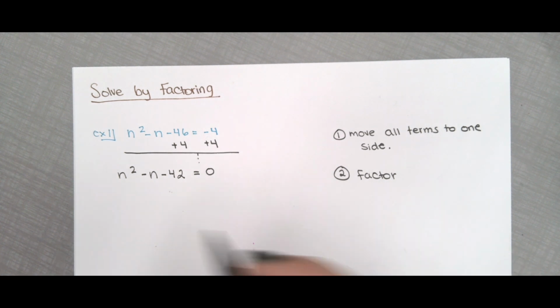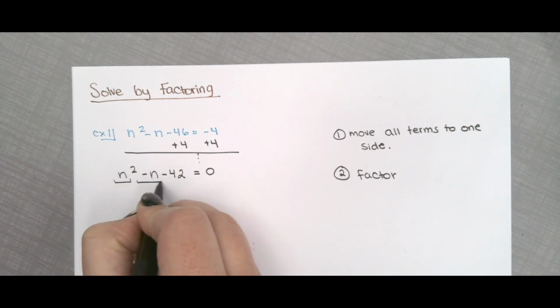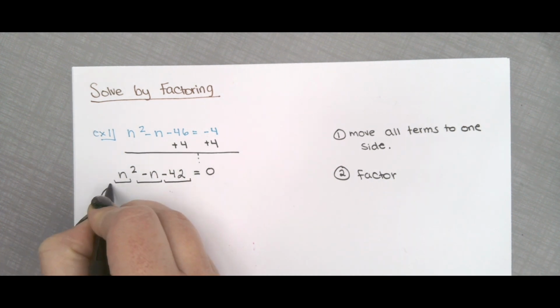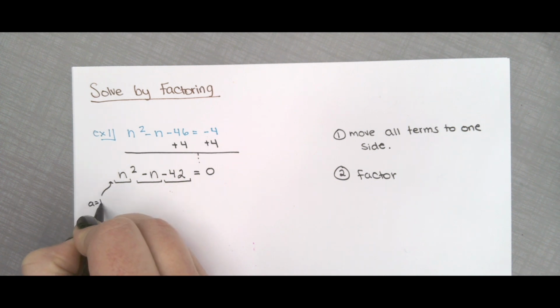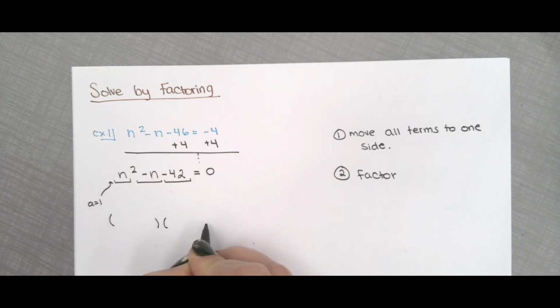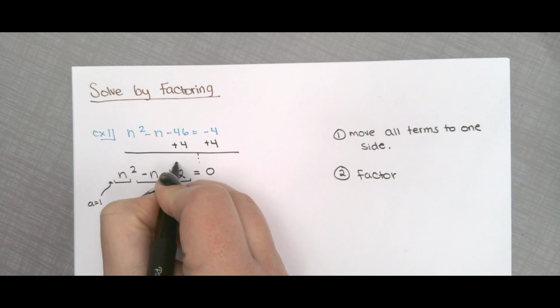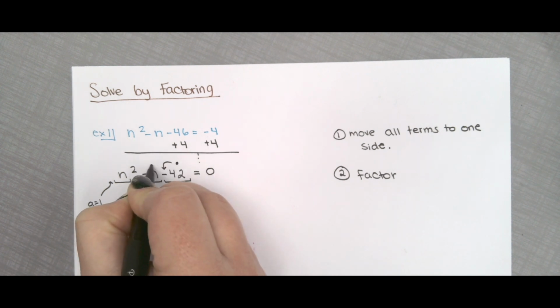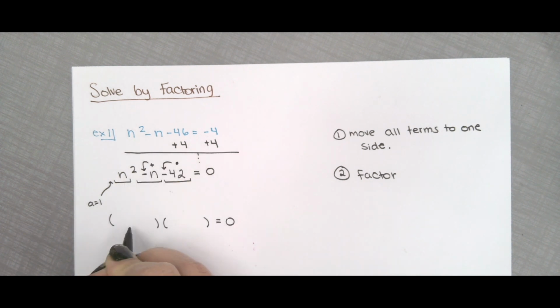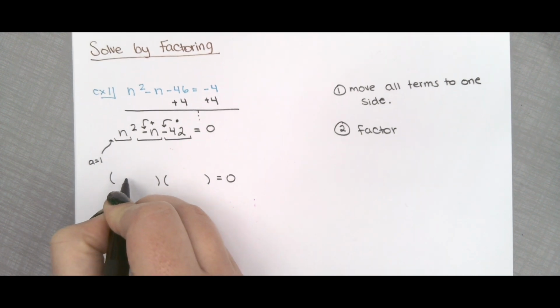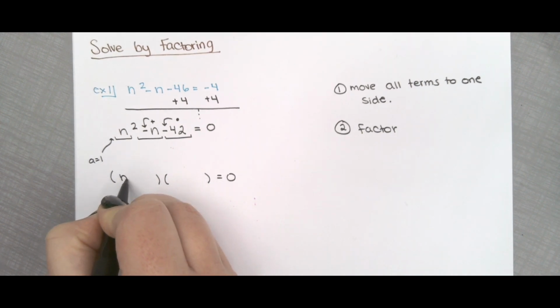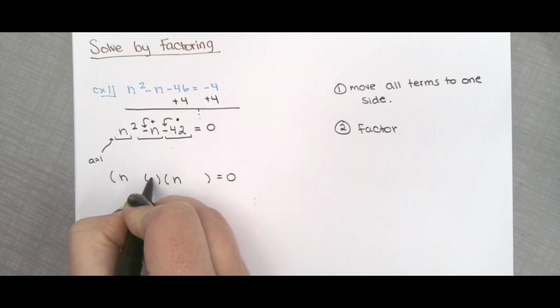How do we factor? Here we have a trinomial. We have 3 terms. Leading coefficient is 1. So that means we're going to factor by guess and check. What are 2 numbers that multiply to a negative 42 but add up to a negative 1? Shout it out, Maureen. Say it one more time, I'm sorry. 6 and negative 7.